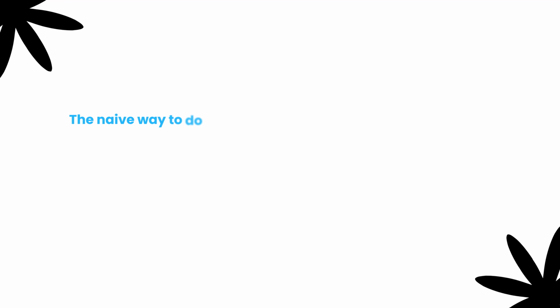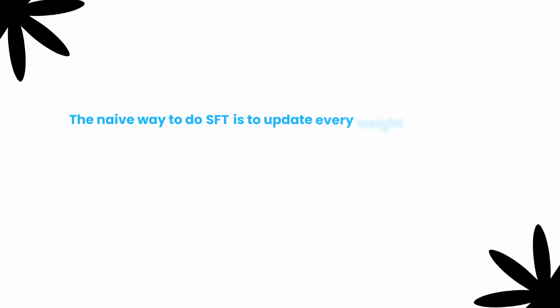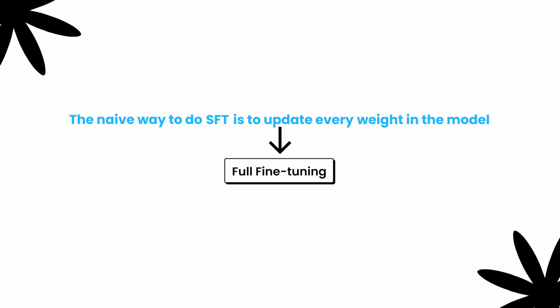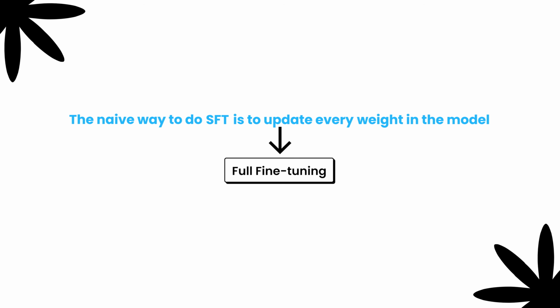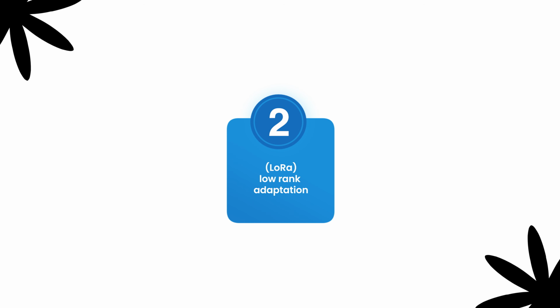Now, the naive way to do SFT is to update every weight in the model. That's called full fine tuning, and for most teams, it's overkill. It's memory hungry, it's expensive, and if you do it carelessly, the model forgets the things it learned in pre-training. So the standard move is parameter efficient fine tuning, and the two names that you would have heard here are LoRA and QLoRA. LoRA is basically low rank adaptation, and here is how it works. You freeze the entire base model and train a tiny set of add-on adapter weights instead.